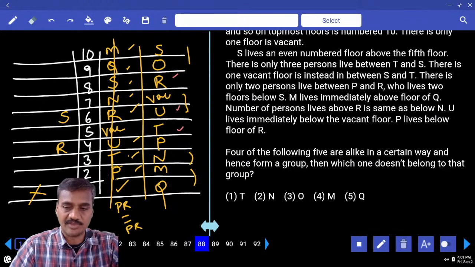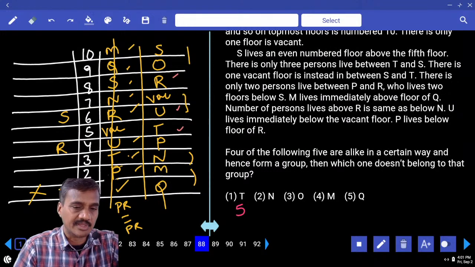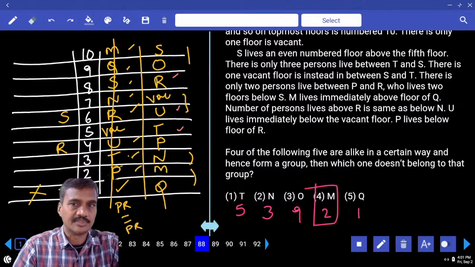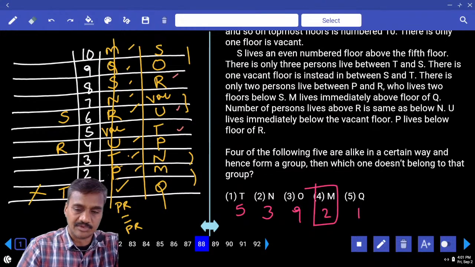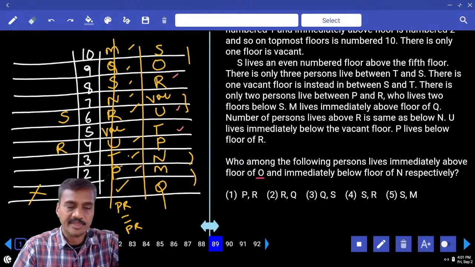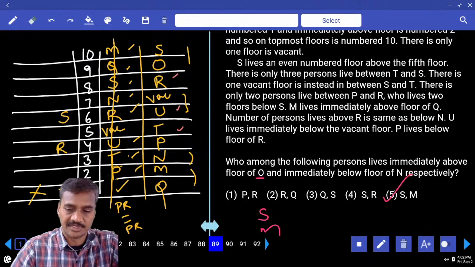And 4 out of the following means odd one out. T, T lives on the 5th floor. N, N lives on the 3rd floor. O lives on the 9th floor. M is on the 2nd floor. And Q on the 1st floor. Except M, the remaining are staying on an odd numbered floor. Now M is even number floor. And immediately above the floor of O, immediately above O, S. And immediately below N, M. S and M, choice 5, 89.